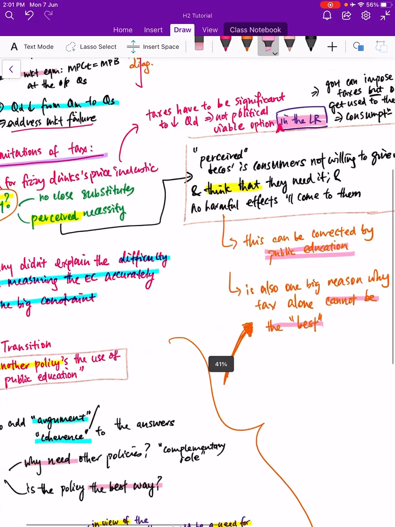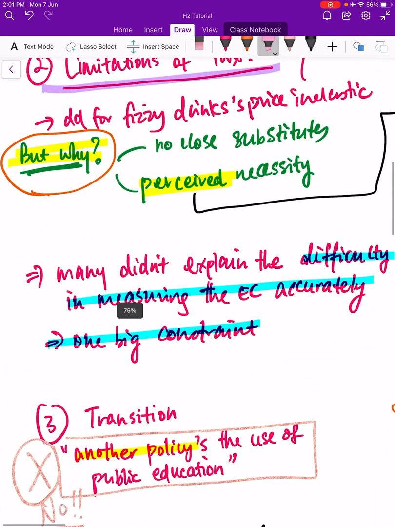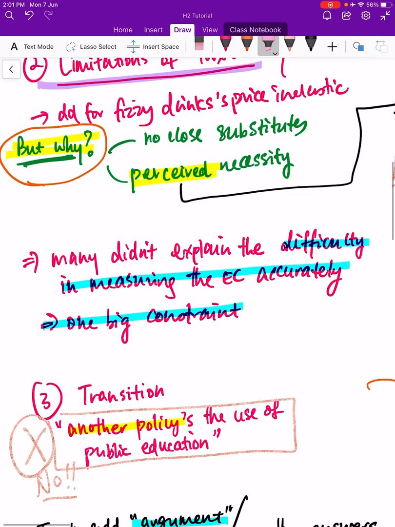All right, and actually the other bigger limitation in this example is in fact the difficulty in measuring the external cost accurately. So how do you really measure the loss of productivity in a workforce as a result of obesity and diabetes? You can't really put a monetary value to it, which will make the amount of taxation to impose difficult to determine.